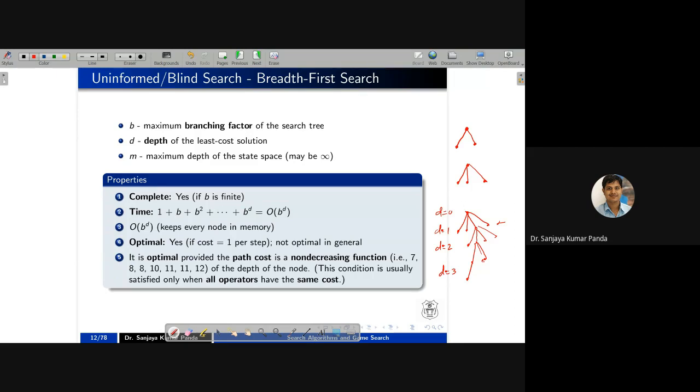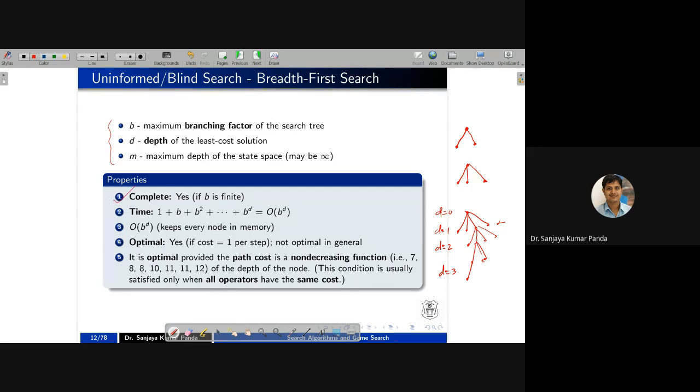Right? So now, with respect to these three variables, you have to say whether this BFS strategy is complete, what the optimality of this search algorithm is, and its time complexity as well as space complexity. So if you see about completeness, what does completeness say?